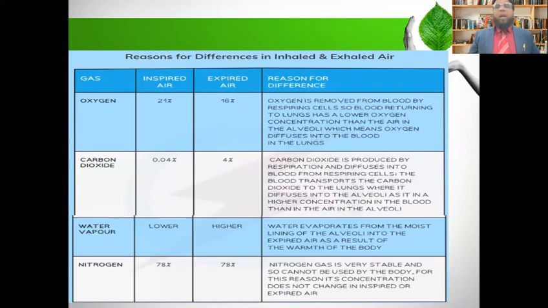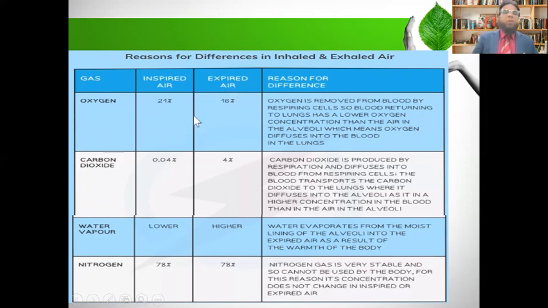Now, reasons for the difference in inhaled and exhaled air. You know the process of diffusion, as we discussed in topic number 3. Diffusion is the process in which molecules move from higher concentration to lower concentration. So here you can see which gases are in the air that we inhale or exhale, and what is their percentage. For example, oxygen is found at 21% in the inspired air, and when we exhale it is 16%.